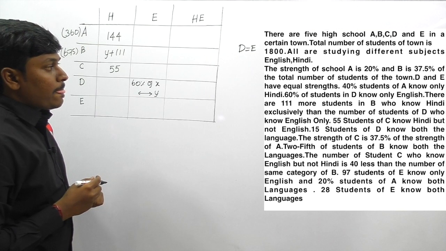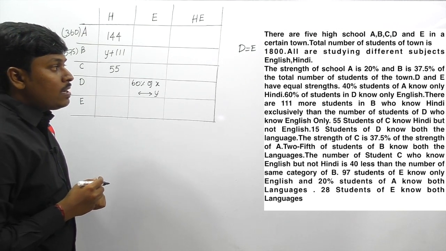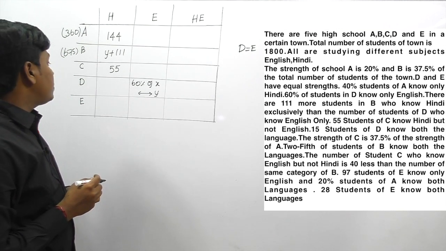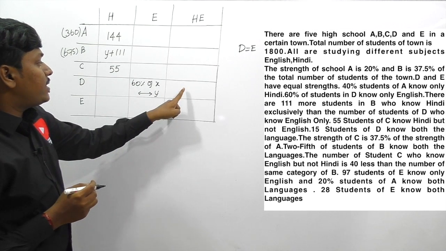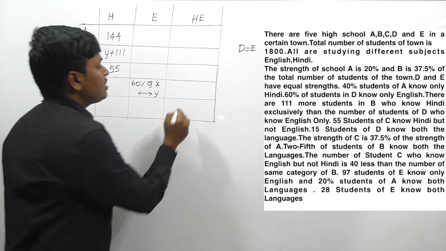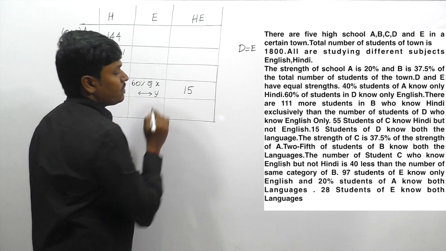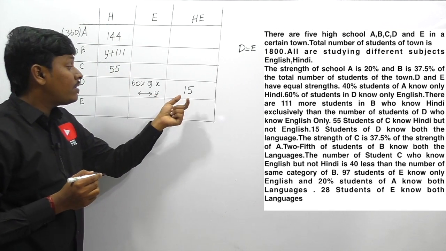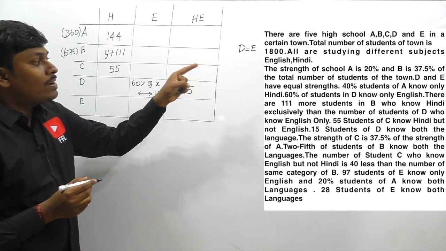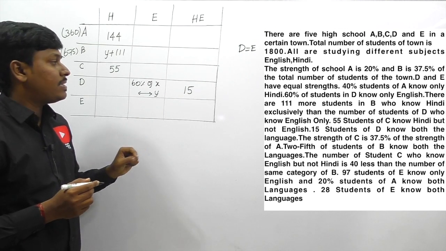Okay friends. 15 students of D know both languages. Both the languages of D will be this region. So they are saying 15 students. They have directly given 15 students, they have not given 15%. They have directly given 15 students of D know both the languages.